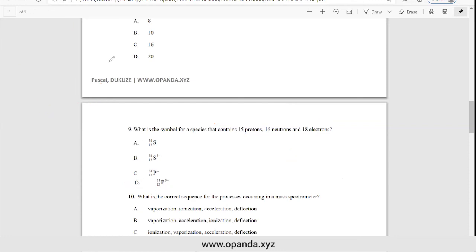Question number 10. What is the correct sequence for the processes occurring in a mass spectrometer? We remember the different parts or the steps involved in the process of how a mass spectrometer works. And the question is asking to choose the right sequence of the processes taking place in the mass spectrometer. You have 30 seconds to think about it, and then you give us the suggestion.